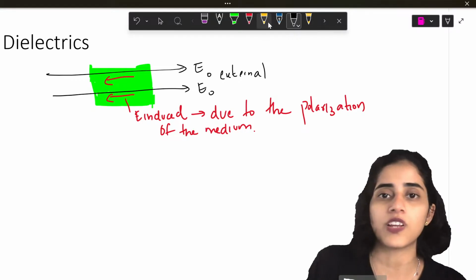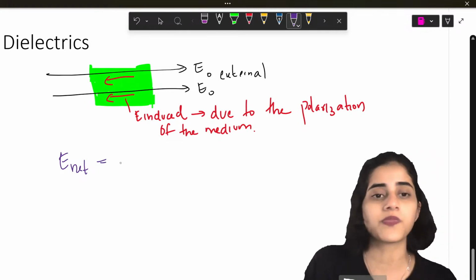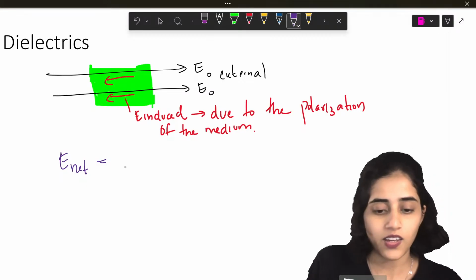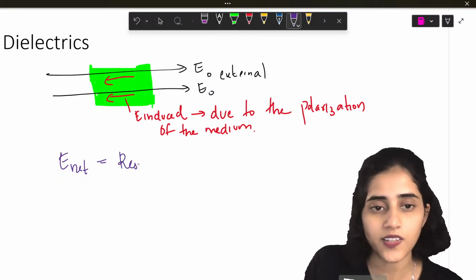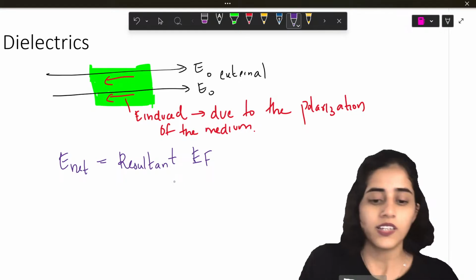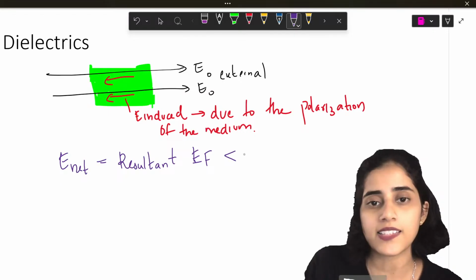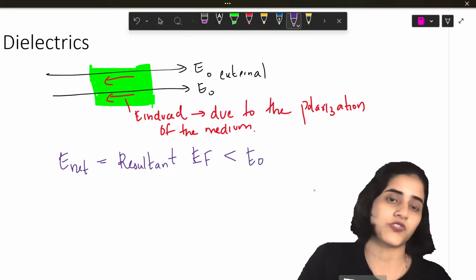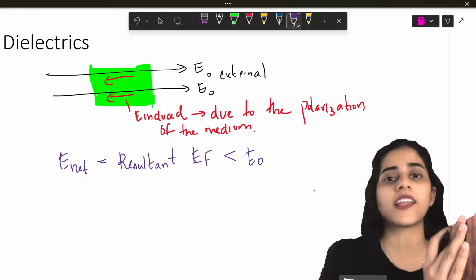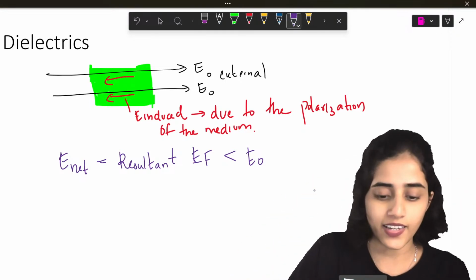So what will the net electric field be? The net electric field is going to be the resultant, E naught minus E induced. So it will always be less than the external electric field. If E naught is a very high value, some of it is cancelled out by the induced electric field. So the net electric field will definitely be less than the external electric field.